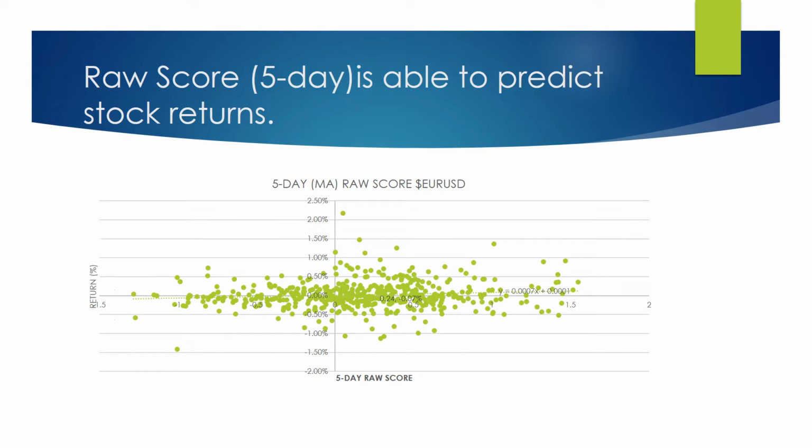And here's the plot chart of the 5-day raw score predicting the daily returns. Nothing too extraordinary here other than there being a positive correlation, and there is a slightly upward slope that is verifiable at the 95% confidence level. So we can say with 95% confidence that yes, 5-day raw scores are successful in predicting the daily returns of the euro spot forex.